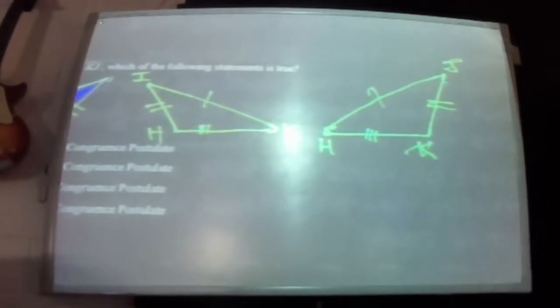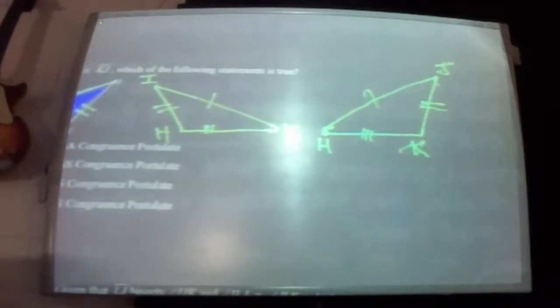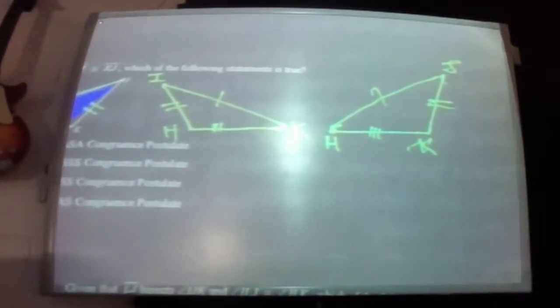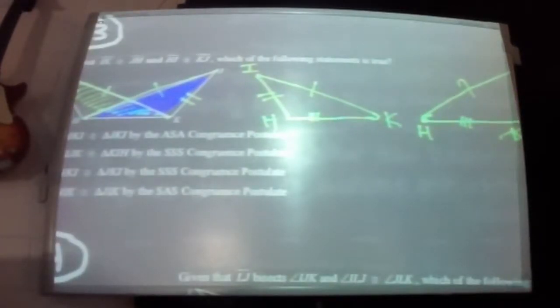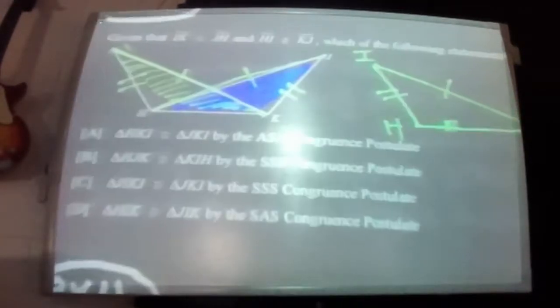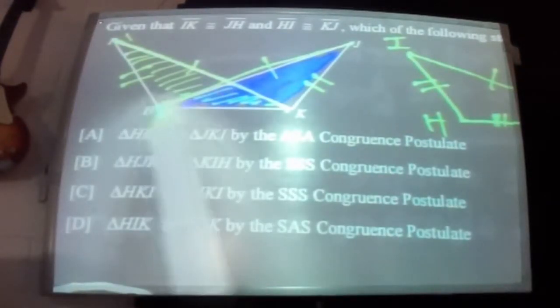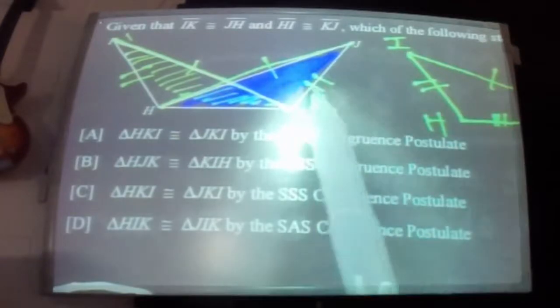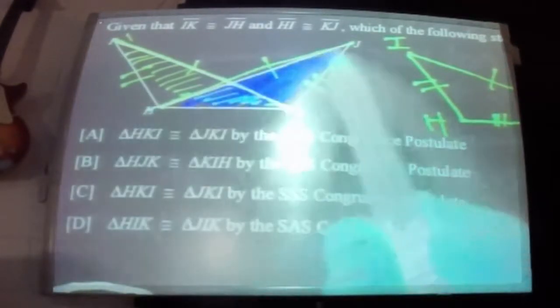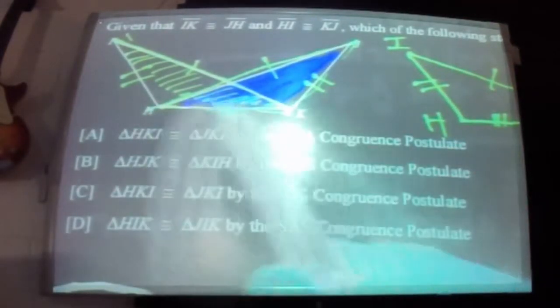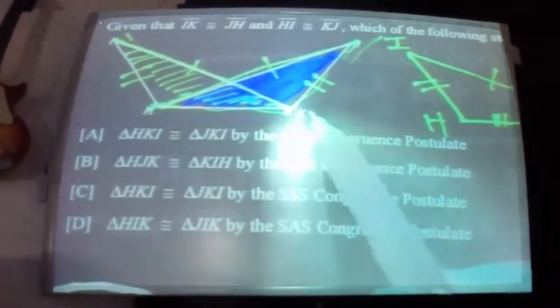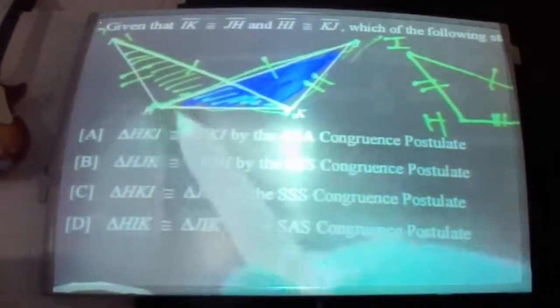So those triangles are congruent using what postulate? Side, side, side. They were overlapping triangles. If you pull them apart, it's easier to see they are congruent by side, side, side. Now let's make sure we choose the right one, though. If you're going to say H, J, K, as in B, H, J, K, then you need to say K, I, H.